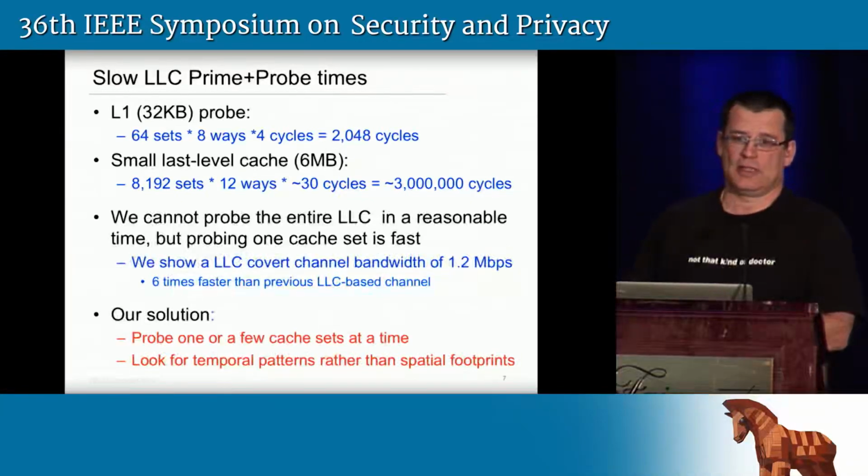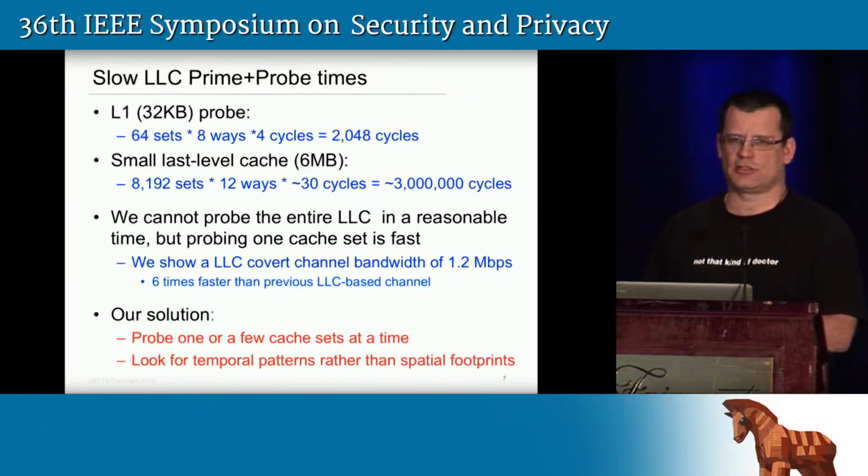On the other hand, probing a single set in the last level cache is still fast. We demonstrated it by implementing a covert channel between VMs by programming two cache sets, and we get a bandwidth of 1.2 megabits per second, which is 6 times faster than the best known last level cache attack until now. Our solution to the size of the cache is that we probe one or a few cache sets at a time, and instead of looking at the cache footprint that the victim leaves, we look at temporal access patterns over these few cache sets that we probe.